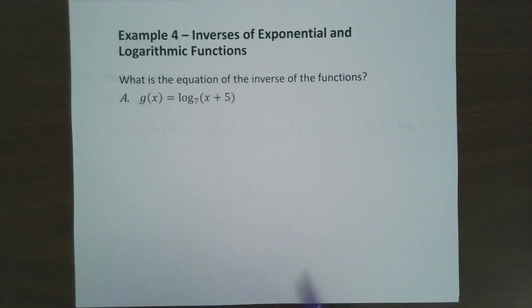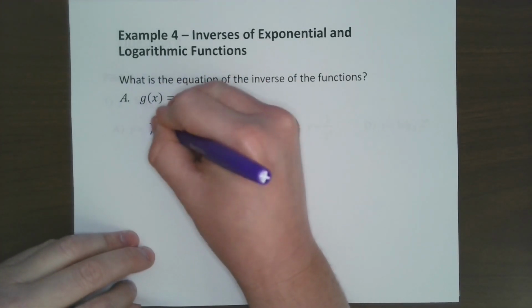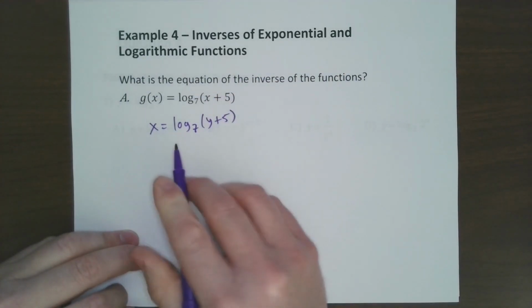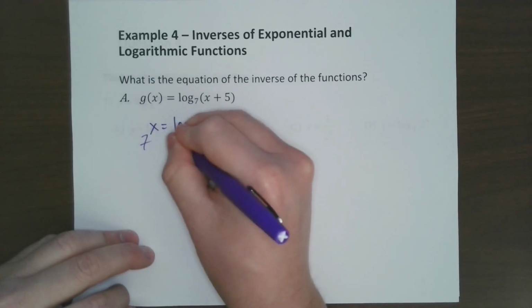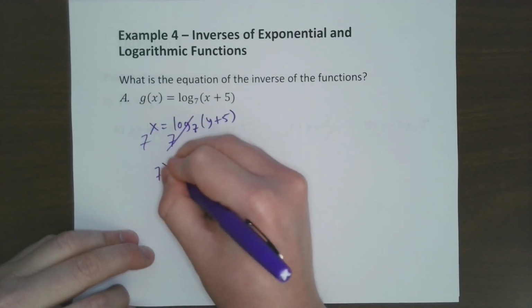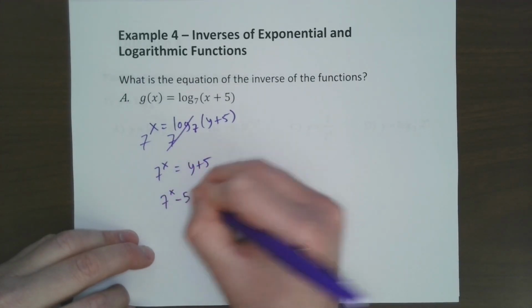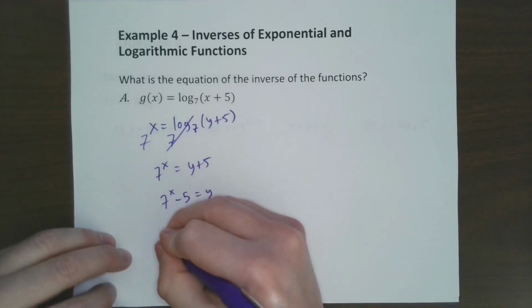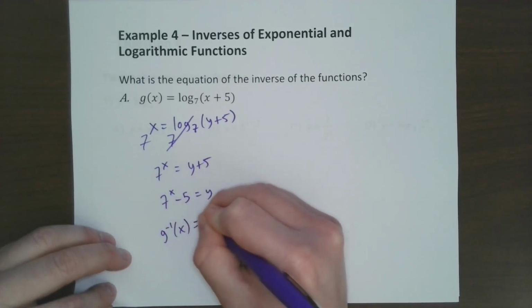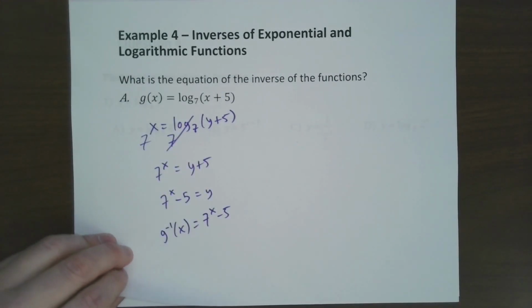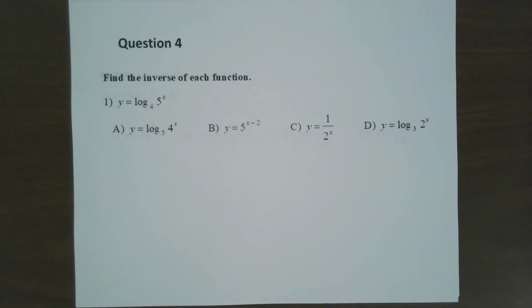So what if we do the inverse from a log? Same story. I'm going to go ahead and skip a step. So x equals log base 7 of y plus 5. So how do we get rid of a log base 7? Well, we 7 both sides. So we get 7 to the x equals y plus 5. So 7 to the x minus 5 equals y. So that's our final answer. g to the -1 of x equals 7 to the x minus 5. g came from the original, by the way. Go ahead and try this problem.